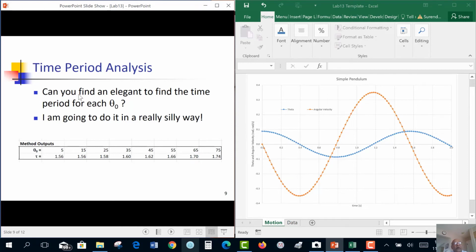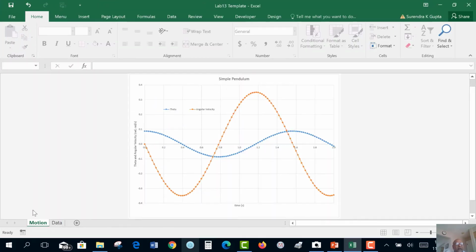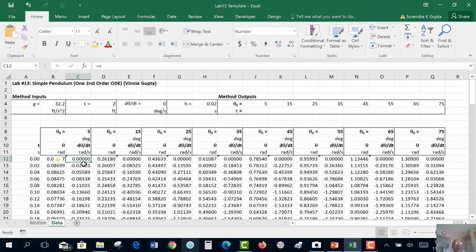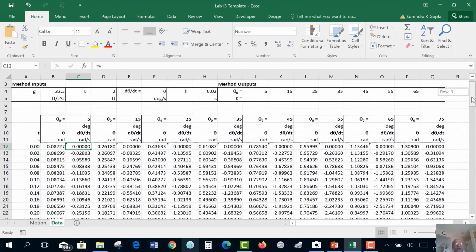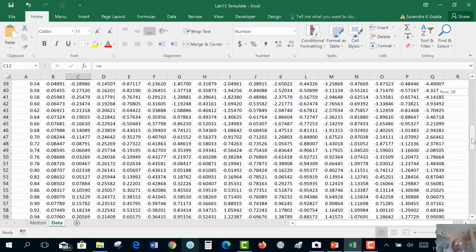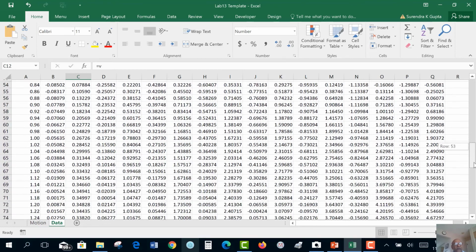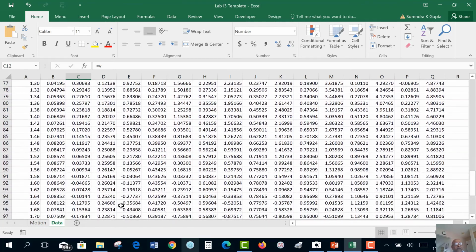So I would like you to think about if there is an elegant way to find the time period for each theta 0. I am going to do it in a very silly way. Okay. So let me show you the way I'm going to do it. I'm going to just manually find it. So here, notice for 5 degrees, I start with a velocity of 0, and I'm going to scroll down. Again, halfway through, it goes from negative to positive. So somewhere in between it is 0.